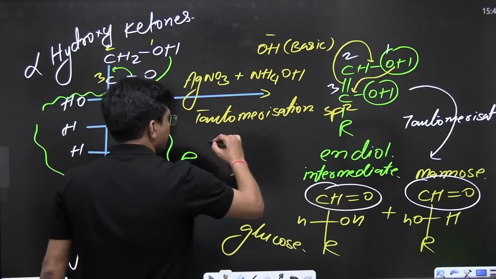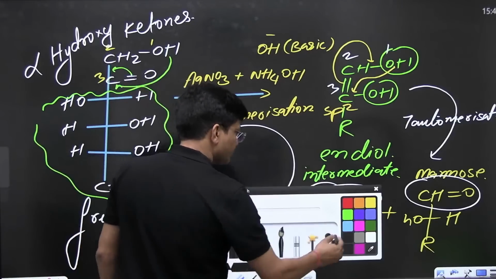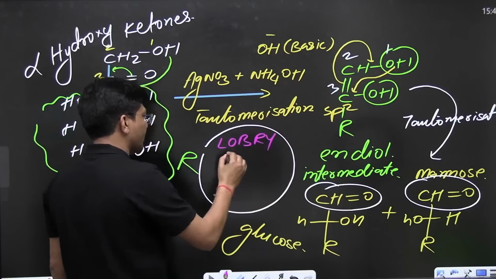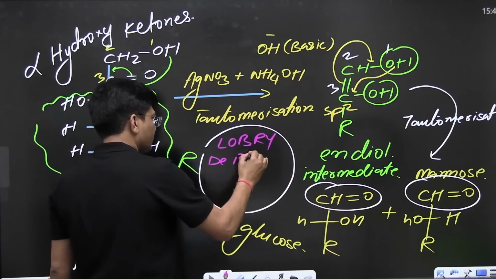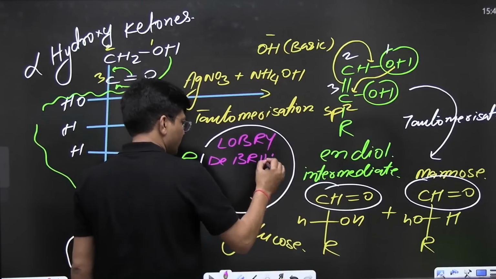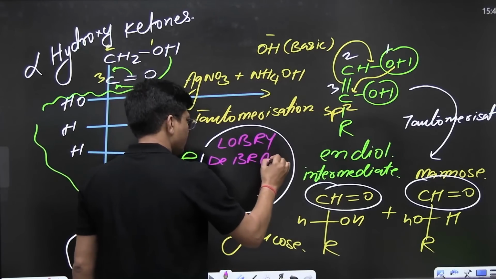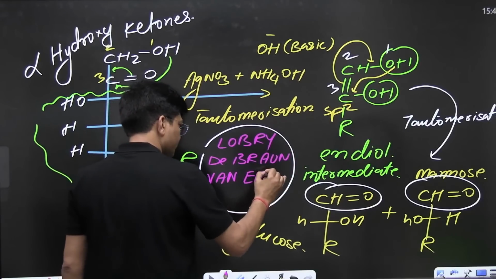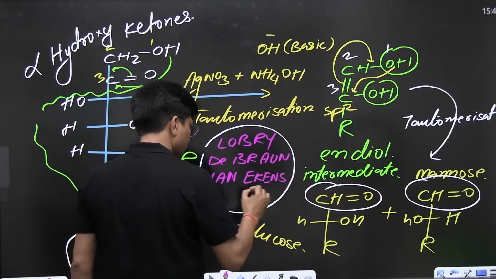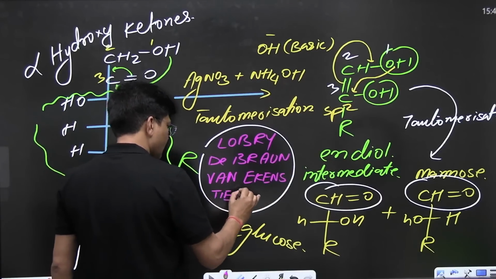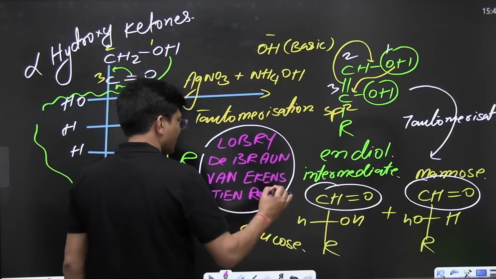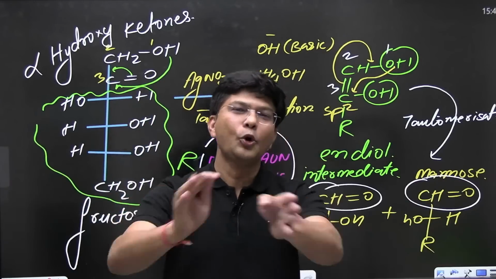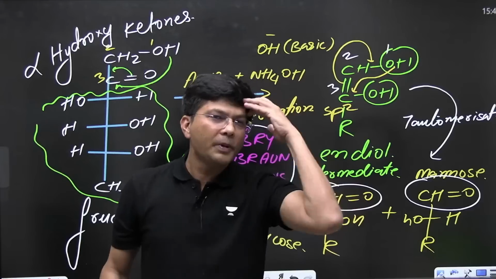What is it called? This rearrangement is known as Lobry de Bruyn van Ekenstein rearrangement. A little bit tough name. No need to learn this name, but yes, do remember the concept.